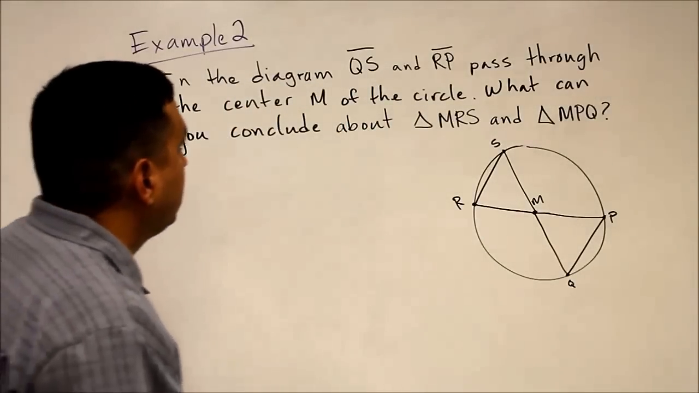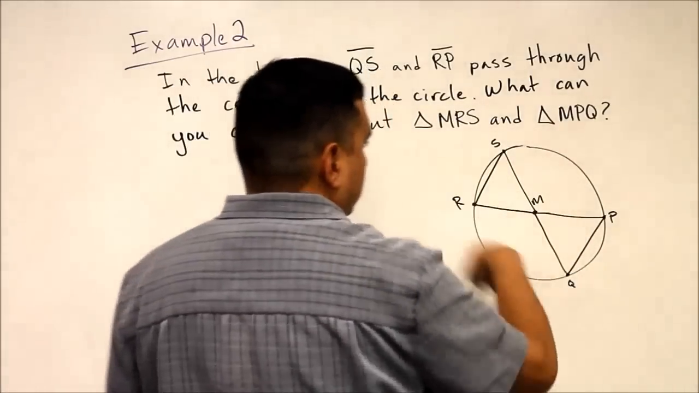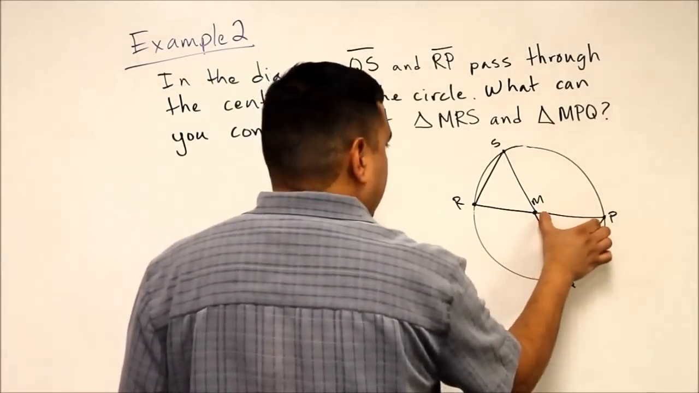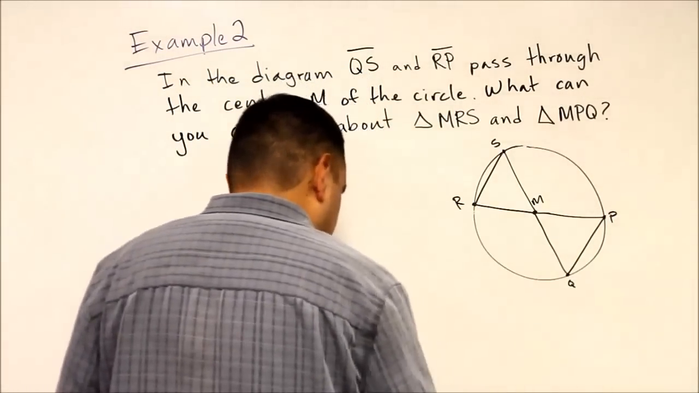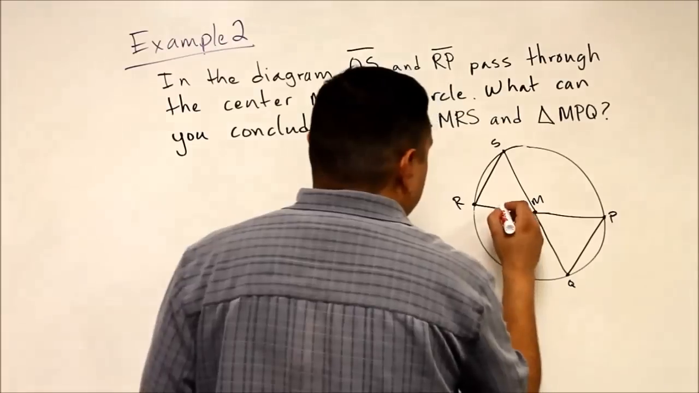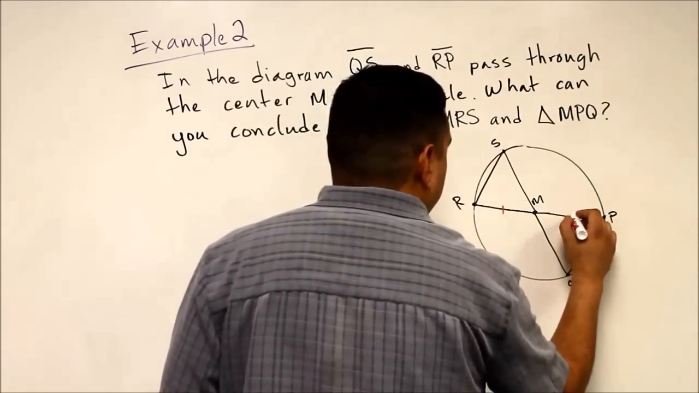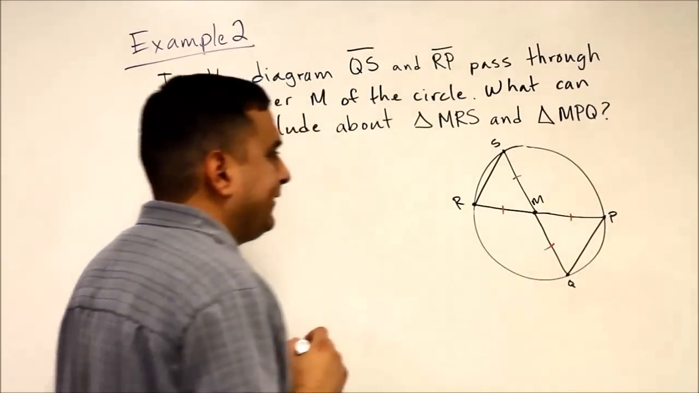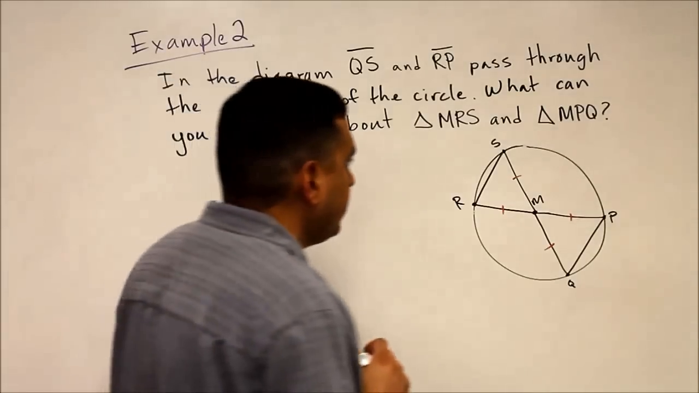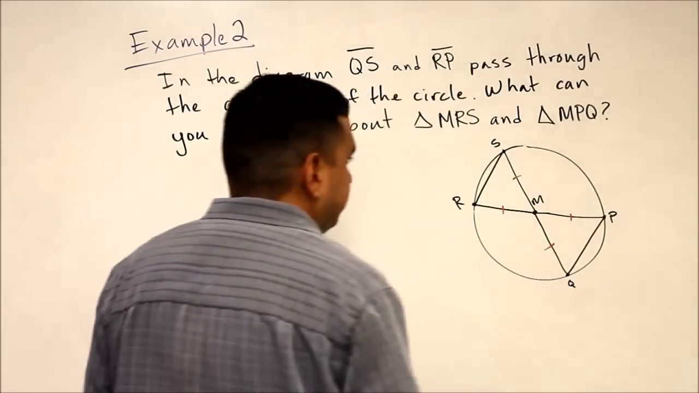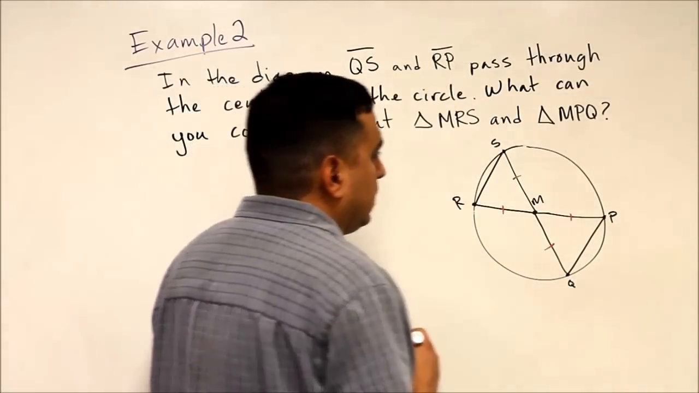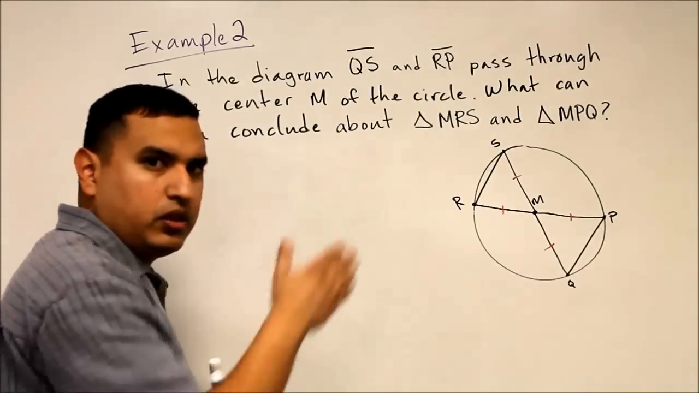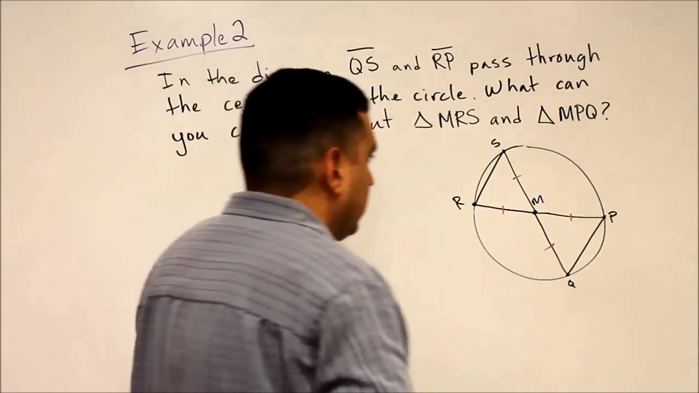Because it's in the center of the circle, that means that these radii are all going to be congruent. So in particular, I want MR congruent to these other segments. All right, so there's my two side pairs. I know all my radii are congruent.